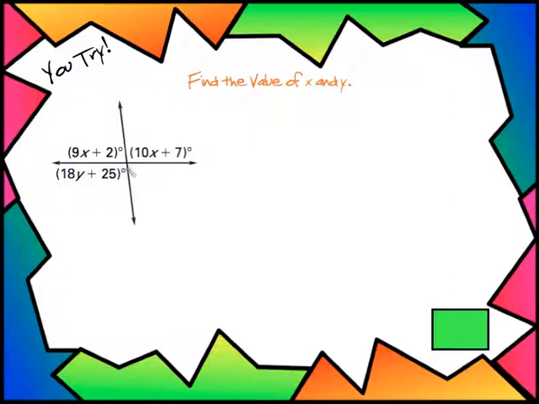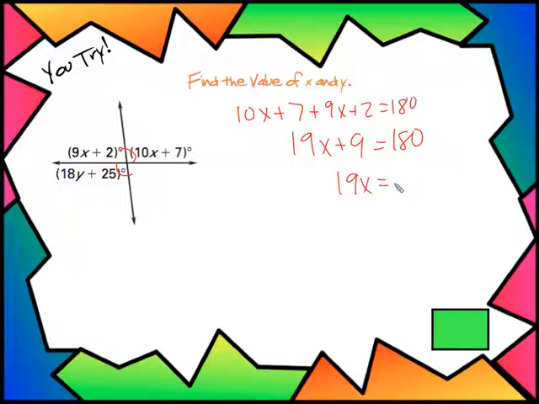So remember, these are the same, but those you can't set equal because one has an x and one has a y. So these two are a linear pair. So 10x plus 7 plus 9x plus 2 have to equal 180. So 19x plus 9 equals 180. Subtract the 9 from both sides, you get 19x equals 171. And so x equals 9.